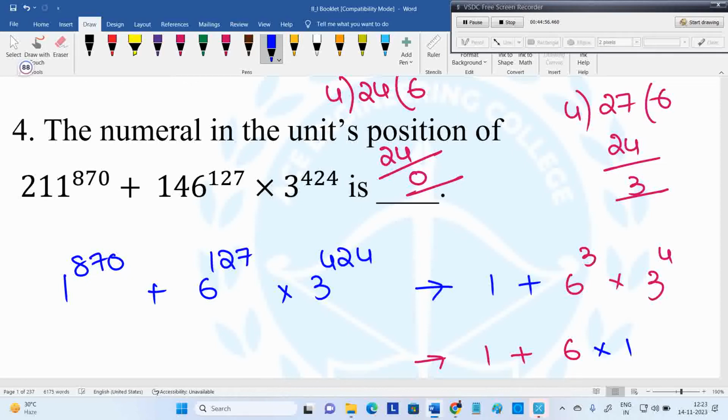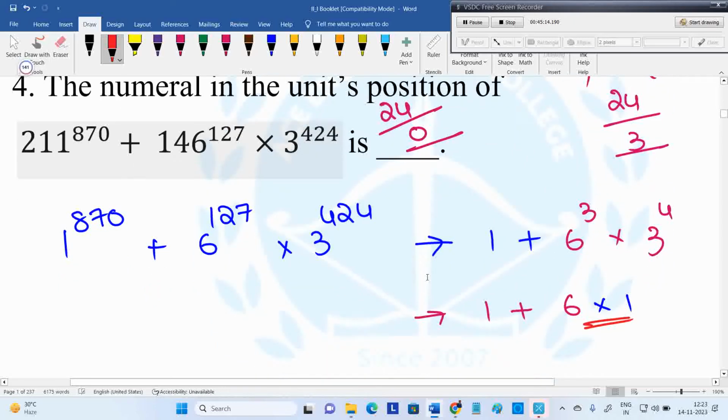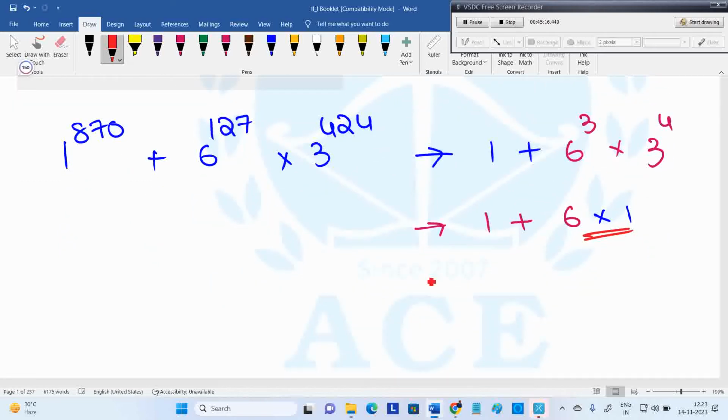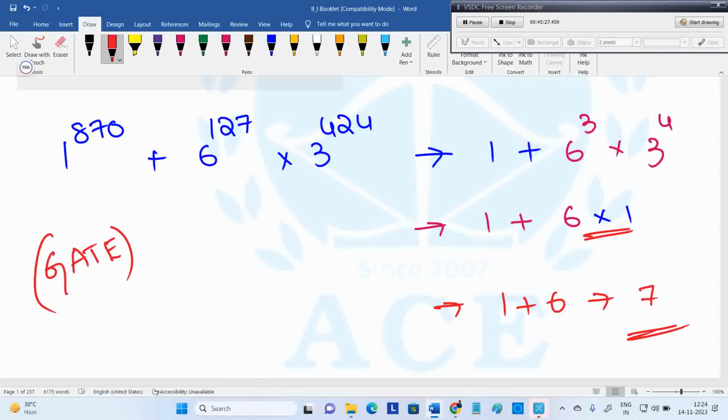Now, don't make the mistake. First, we have to do multiplication, then addition. In this question, some people do addition first; multiplication first is also fine. You may get the answer, but you should always go with the BODMAS rule. Multiplication first, then addition. So if you do multiplication first, you will get 6. Then do addition. 1 plus 6 is equal to 7. The answer is 7. This can be a fill in the blank question given in the GATE exam. In the GATE exam, you have scope to be asked fill in the blank questions.